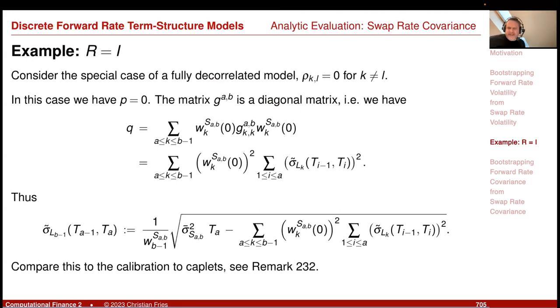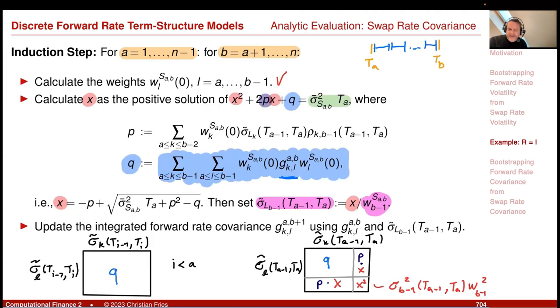If you now look, for example, here at the special case where the given correlation matrix is equal to the identity, so I have the special case of a model that is fully decorrelated, so rho KL is equal to zero for K not equal to L, then there are a few simplifications. Okay, what do you observe here?